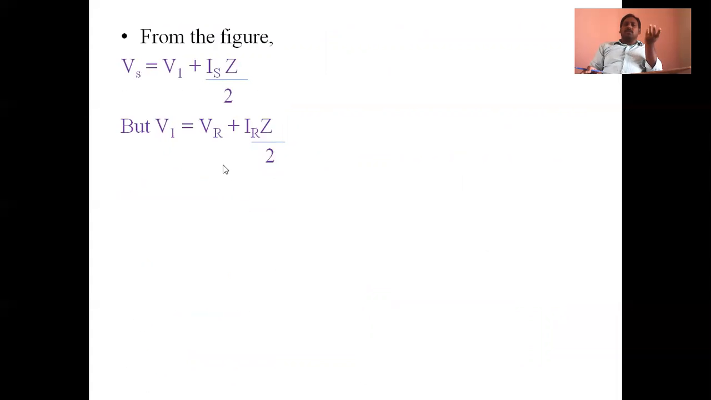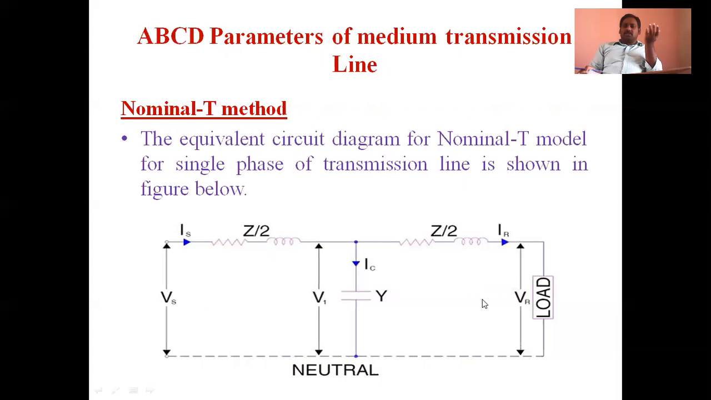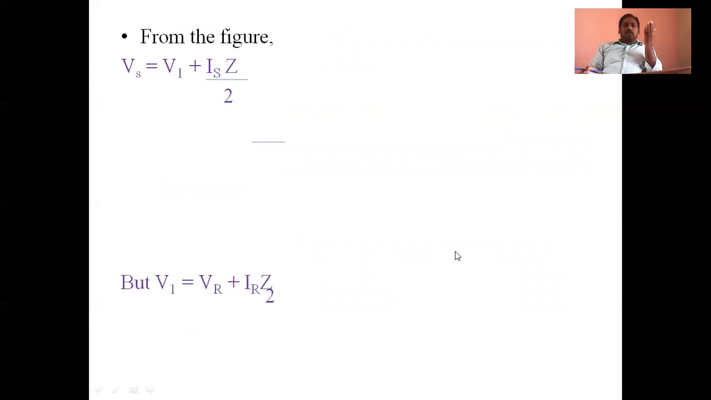Like that. And V1, this is a simple series circuit. Then on the right side, Vr is equal to IR into Z by 2 plus V1. From this, V1 is equal to Vr plus IR into Z by 2. Like that, we can calculate it.